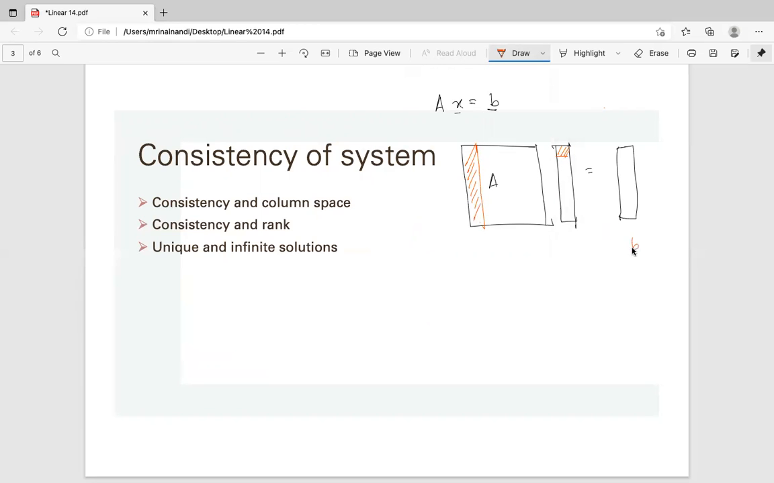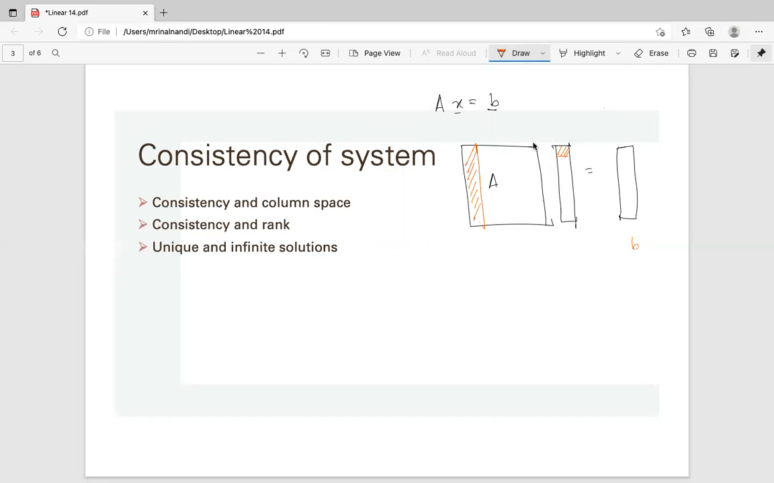So that means this b is nothing but x1 times the first column of A plus x2 times the second column of A, up to xm times the mth column of A. So b is a linear combination of them. So the question is, is it consistent or not? The question is just whether b is a linear combination of the columns of A. That means whether b is in the column space of A or not. If b is in the column space of A, that means b can be written as a linear combination of columns of A.